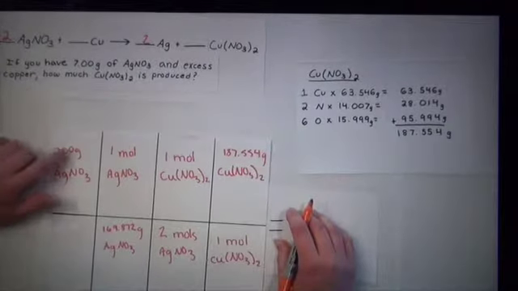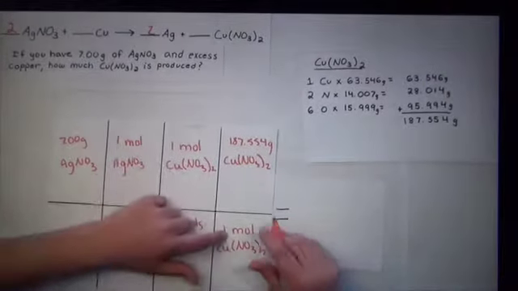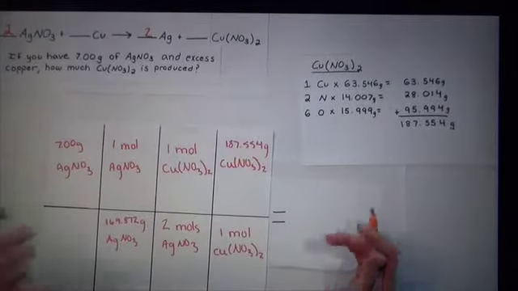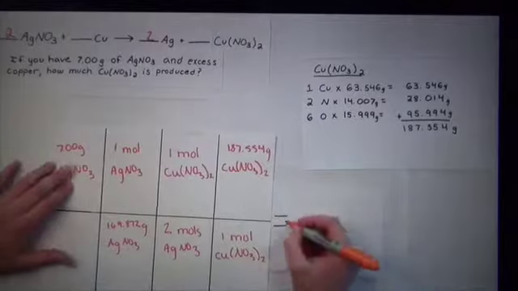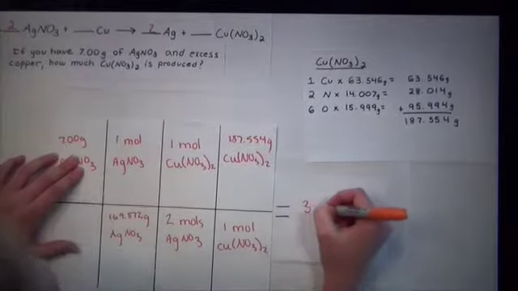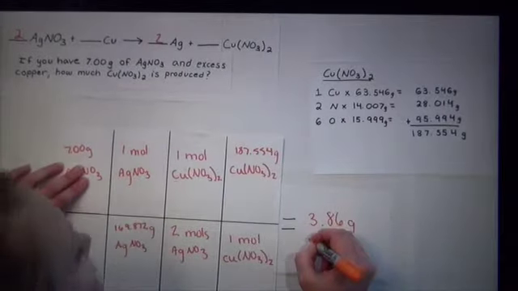So now this is all set up. Our grams cancel out, moles cancel out, and we're left with grams. And after doing the calculations, we end up with 3.86 grams of copper 2 nitrate.